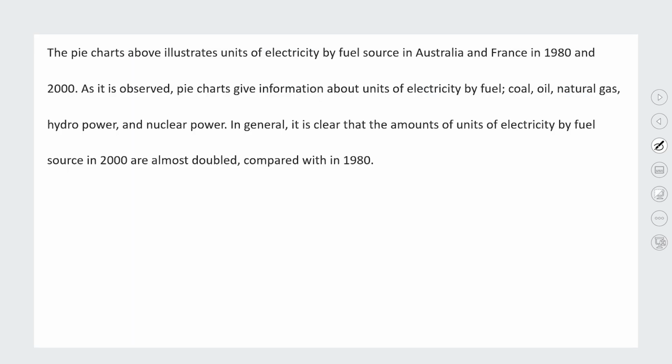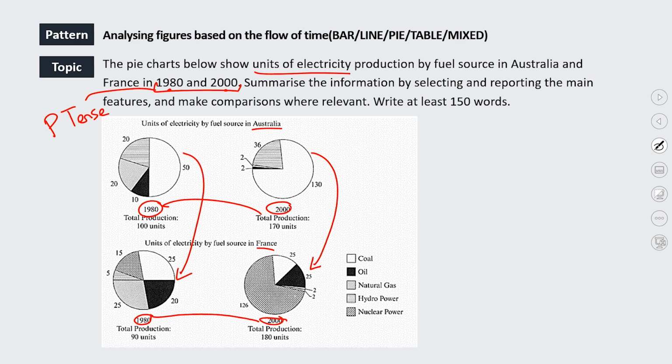Okay, so if we look at this answer, it starts with "the pie charts above illustrate," singular, "units of electricity by fuel source in Australia and France in 1980 and 2000." Okay, so the first thing I notice here is they've not really paraphrased the opening sentence at all. If we look, they've just basically switched above for below, shows units of electricity by fuel source. So there's been a little bit of paraphrasing, but not really enough for me.